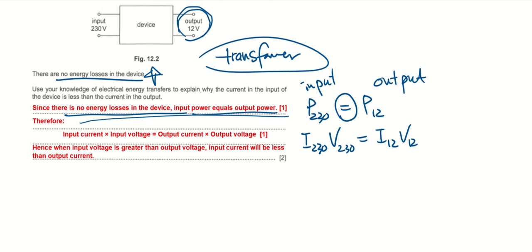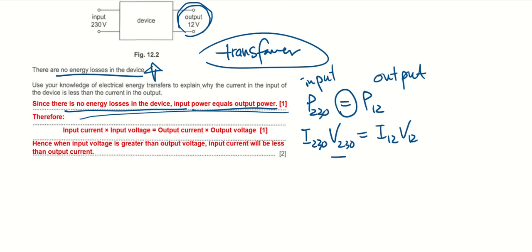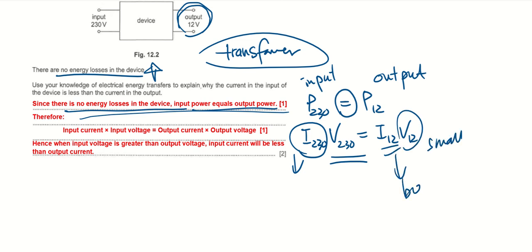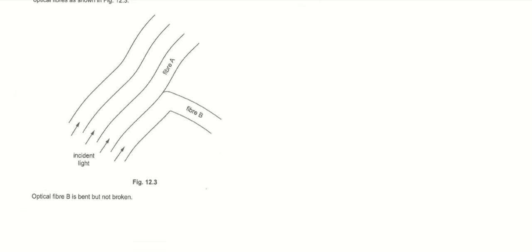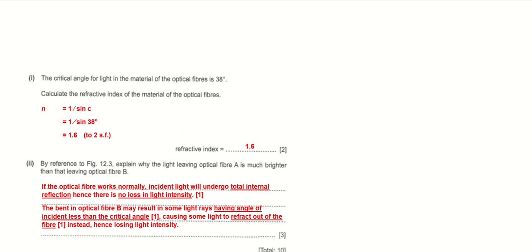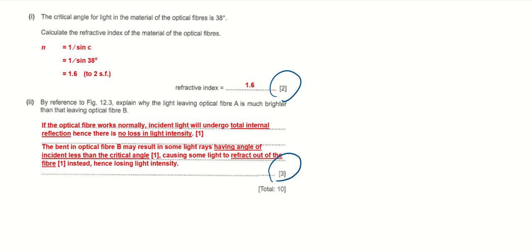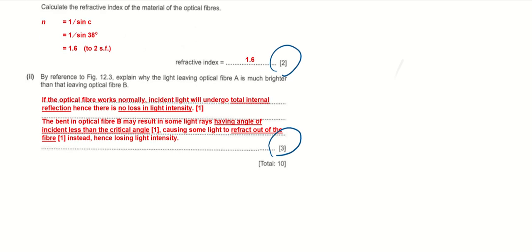Okay, so when the input voltage is greater, now this is 230, right? The current will be smaller, right? So similarly on this side, the voltage is small, this one is small, so the current must be big. Okay, so therefore the input current will be less than the output current. Okay, so this is optical fiber, not in our syllabus, so you should minus 2 marks and 3 marks. Okay, 2 and 3 marks. So your total for your section A, you should minus off 5 marks.